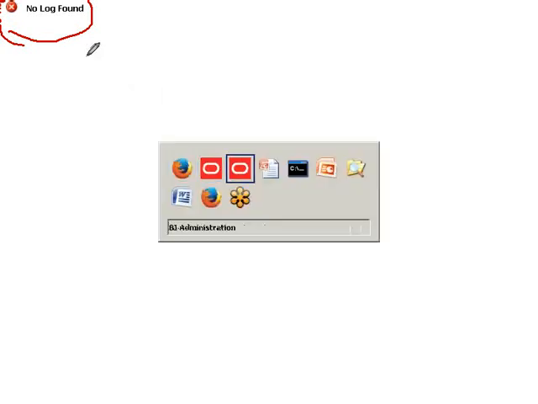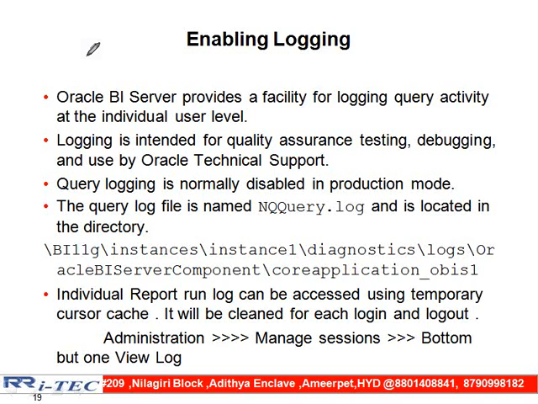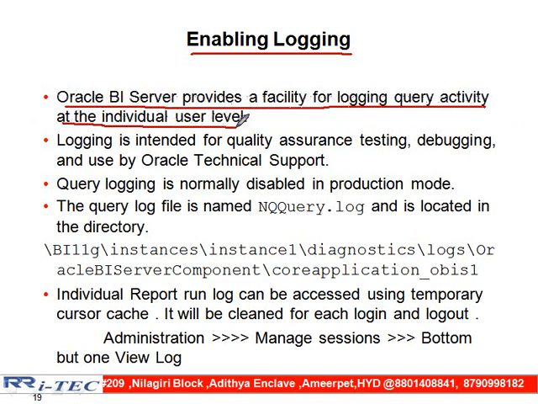To make this display some log, we need to learn one compulsory chapter. That chapter is called enabling the logging. How to enable the logging for our environment or user level, all these things you need to understand. First point: Oracle BI server provides a facility for logging query activity at the individual user level. So can we enable the log at environment level or user level, sir? User level. By seeing this point, you understand we are going to enable the log not at environment level but for a user.